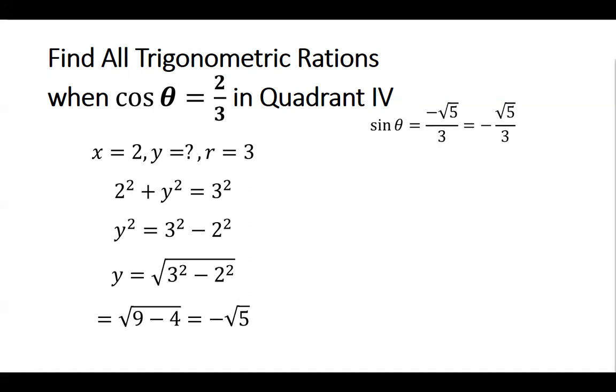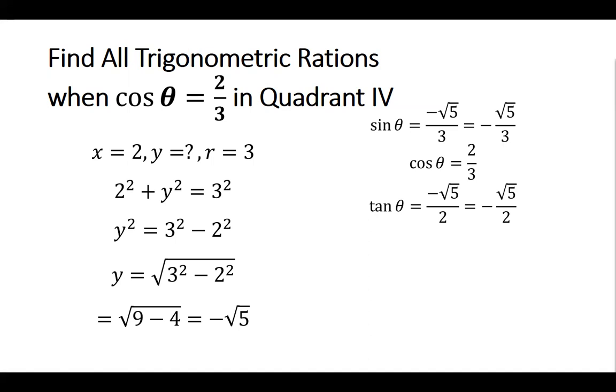Sine is going to be equal to Y over R, so negative square root of 5 over 3. Cosine we already have is 2/3. Tangent, negative square root of 5 over 2. And there's really nothing wrong with leaving it as negative square root of 5 over 2. I'm just, for consistency, putting my negative signs in front.